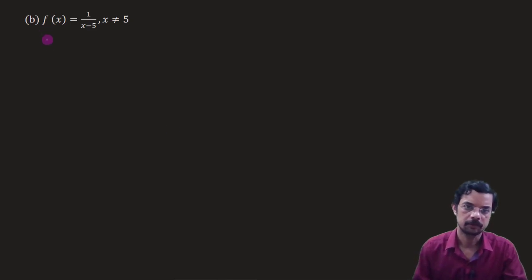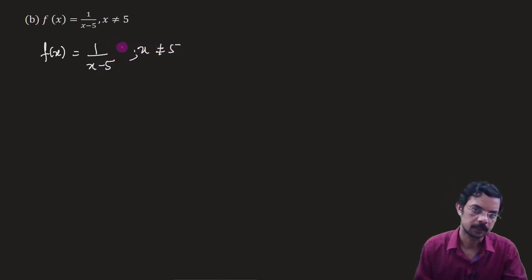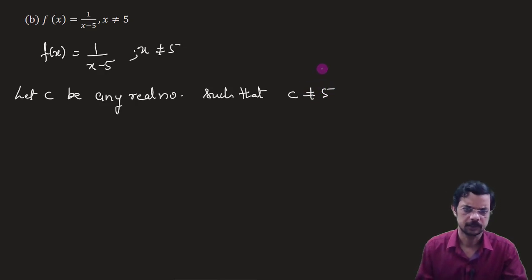The next question: the function given is f of x equal to 1 by x minus 5, where clearly x is not equal to 5. So the function is not defined at x equal to 5, and we will ignore that point. So let c be any real number such that c is not equal to 5.